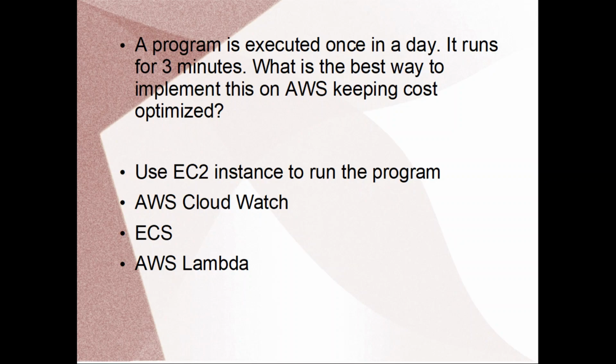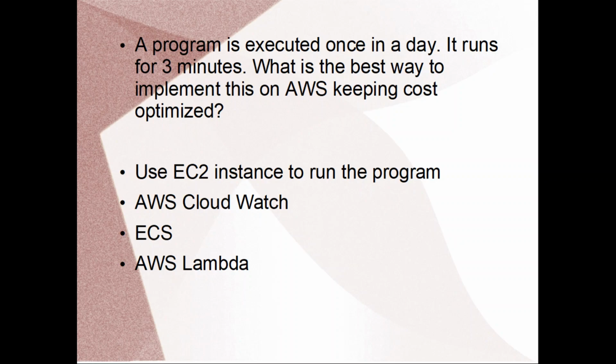So the idea is there's a program that runs once in a day and it runs for 3 minutes. I need to implement this in AWS, and I need to keep in mind that the cost should be optimized. So my first option is use the EC2 instance to run the program. What it is saying is you can keep an EC2 instance, implement the program within the EC2 instance and start executing it.